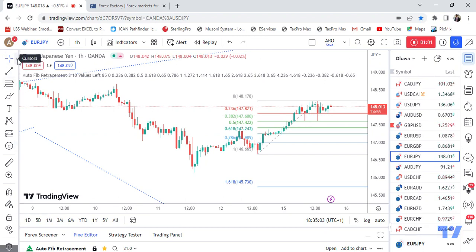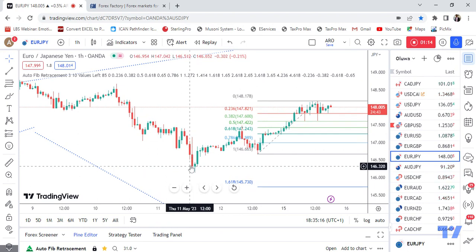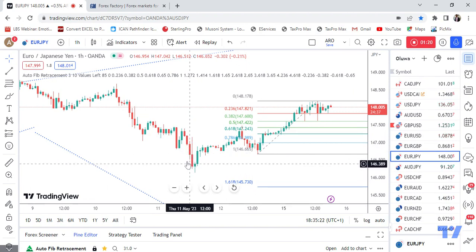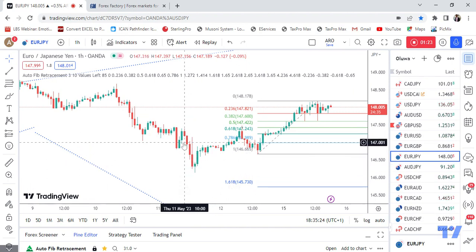We have these tools as cross. So we use this to check a specific area that we are, like what I'm doing presently. That's what the tool is being used for. Then we have trend line tools.